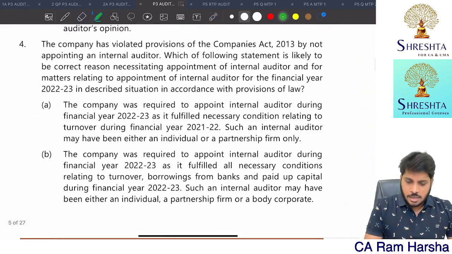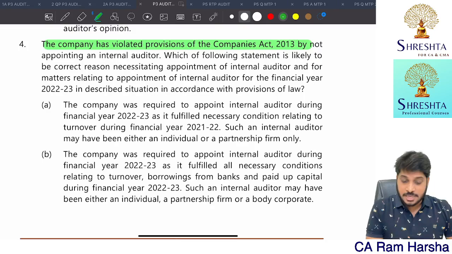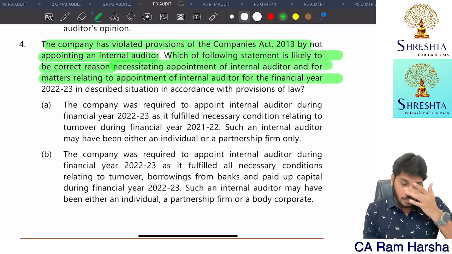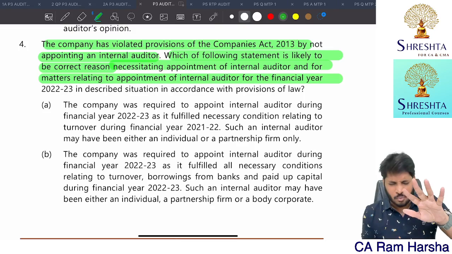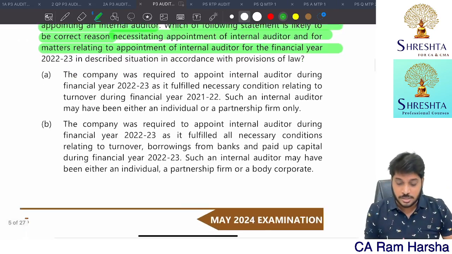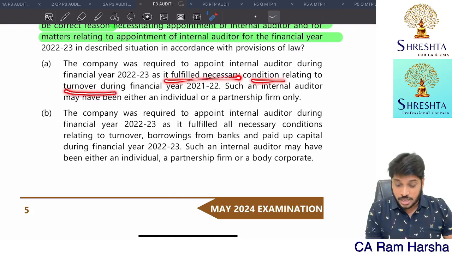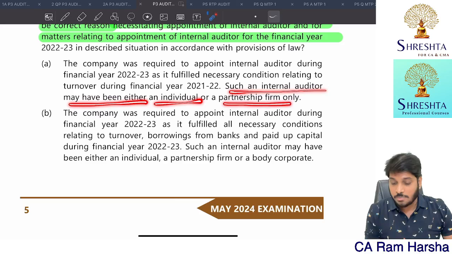Next. A company has violated provisions of the Companies Act by not appointing an internal auditor. Which of the following statements is likely to be the correct reason necessitating appointment of an internal auditor? Which of the following is the right reason why the company failed to comply? The company was required to appoint an internal auditor during the year 2023 as it fulfilled the condition relating to turnover during 2021-22. Such an internal auditor may have been either an individual or a partnership firm only.